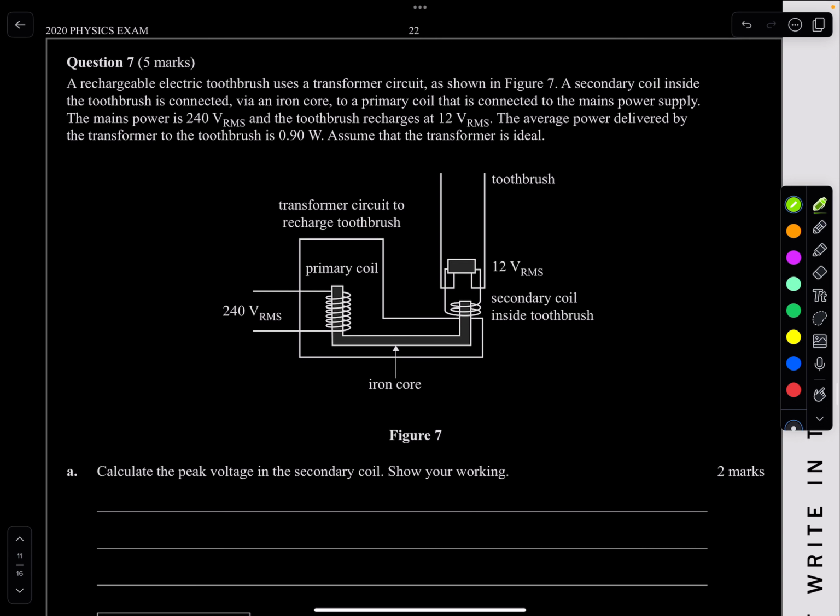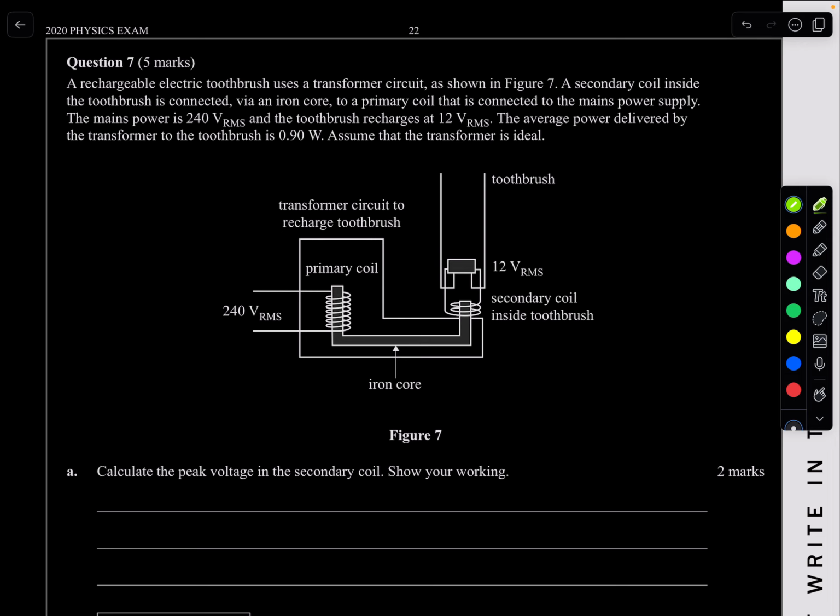Question 7. Oh, let's have a look. I love electronics. This is nice. A rechargeable electrical toothbrush uses a transformer circuit as shown in figure 7. A secondary coil inside the toothbrush is connected through an iron core to a primary coil that is connected to the mains power supply. The mains power supply is 240 volts RMS, and the toothbrush recharges at 12 volts RMS. The average power delivered by the transformer to the toothbrush is 0.9 watts. Assume that the transformer is ideal, so there's no power loss in this transformer.